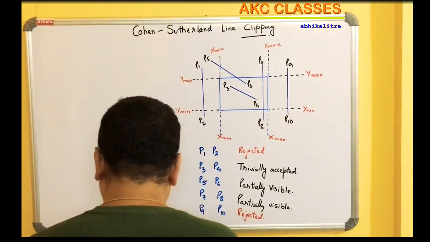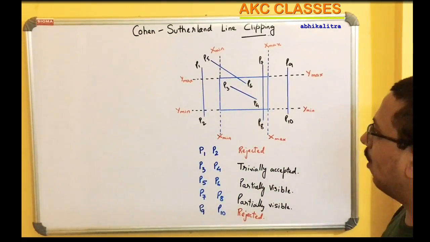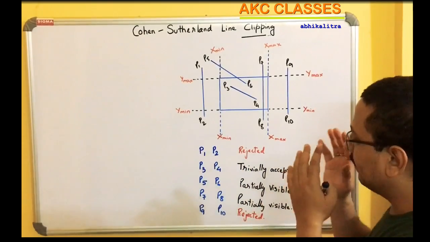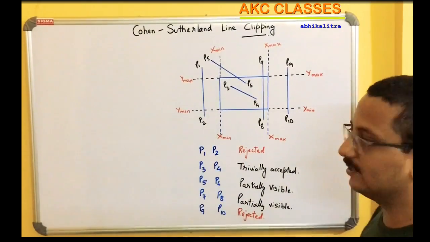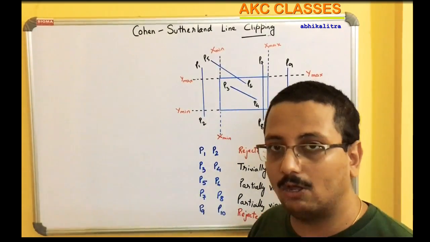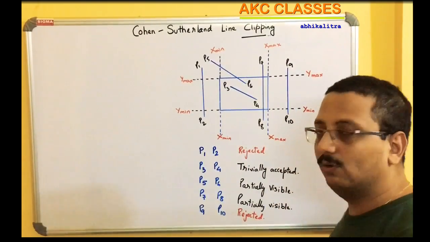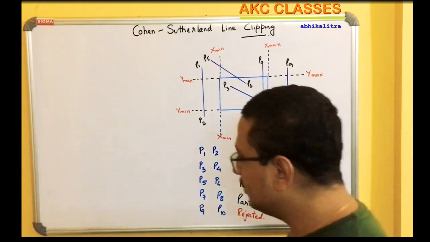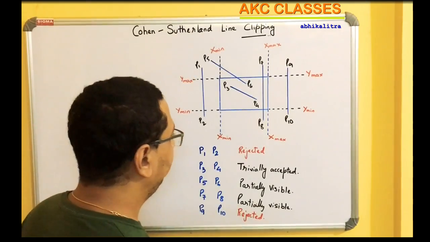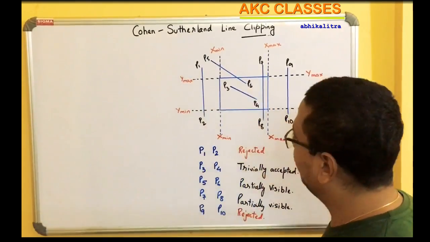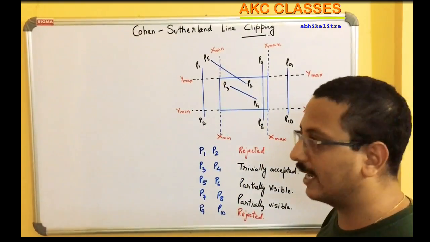Now when we talk about rejection, trivial acceptance, or partially visible, all such conditions we have listed out are found by looking at those lines. So how do we find the logic so that it does the same work that we are doing here? The logic is very clear. First we go with P1 and P2. For P1 and P2, we will first calculate the region outputs.